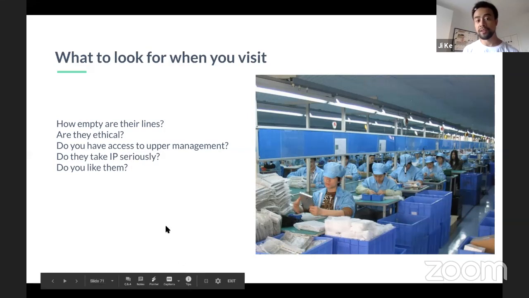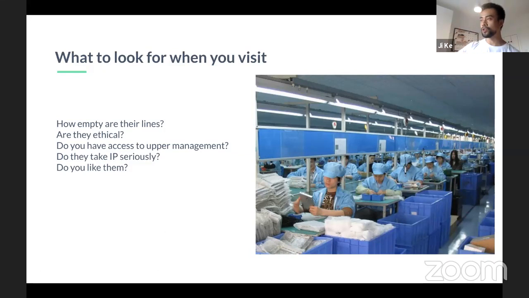And do they take IP seriously, right? This is very easy to tell when they bring you to their showroom. If you go to their showroom and you see stuff that shouldn't be there, for example, any Apple products, or fake AirPods in the showroom, you want to be very, very careful when you consider working with them.